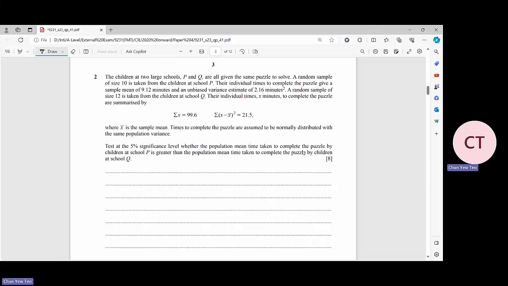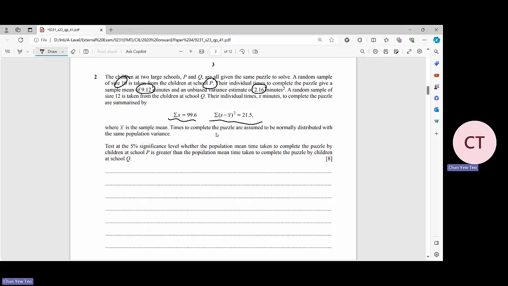Okay, so now question number 2. The children at 2 large schools P and Q are all given the same puzzle to solve. A random sample of size 10 is taken from the children at school P. Their individual times to complete the puzzle give a sample mean of 9.12 minutes and an unbiased variance estimate of 2.16 minutes squared. A random sample of size 12 is taken from the children at school Q. Their individual times, x minutes, to complete the puzzle are summarized by the following.